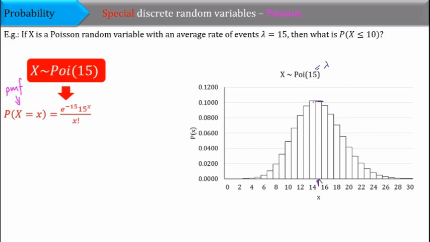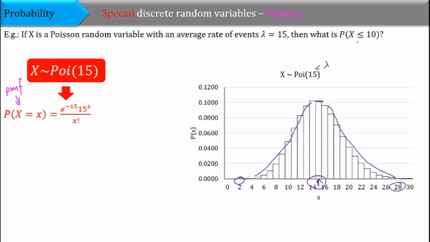Right, so we have the bars decreasing in size as we move away from 15, which is what we expect. The expected number of events per interval is 15. So if we're looking at, let's say, 28 events in an interval, well, then there will be a small chance of that happening. If we're looking at two events happening, it's also going to be very small.